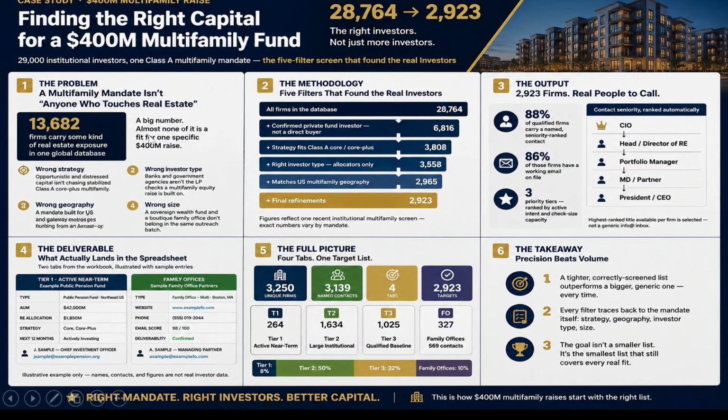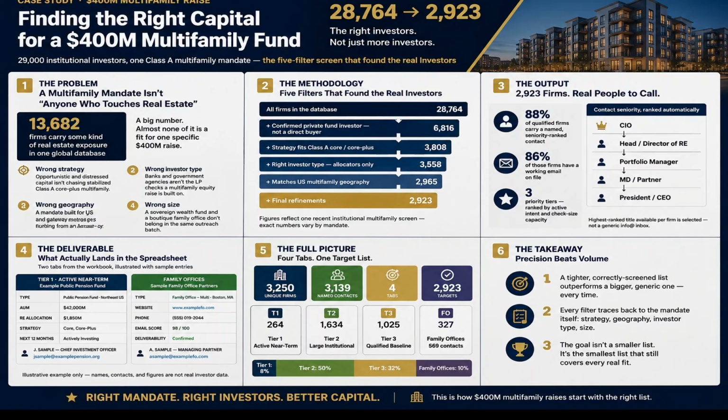Now the problem is, in most cases, if I were to take everybody out of that institutional grade database, real estate is always the most popular sector. And in this particular case, I've got about 13,600 that carry some type of real estate exposure in that database. And again, it's a global database, institutional grade, updated as of about the middle of last year.